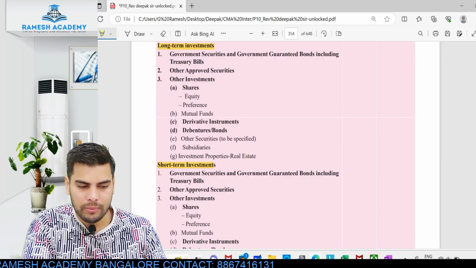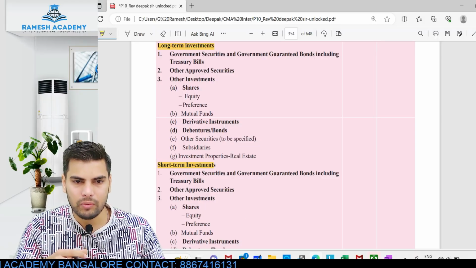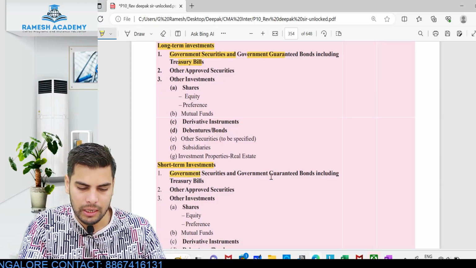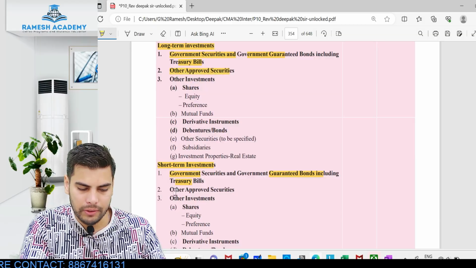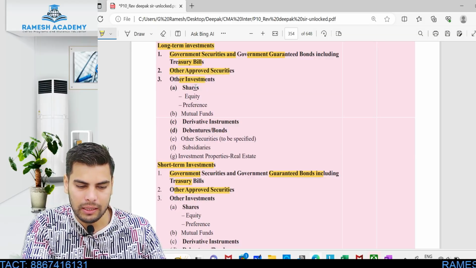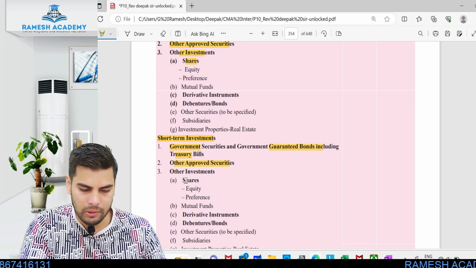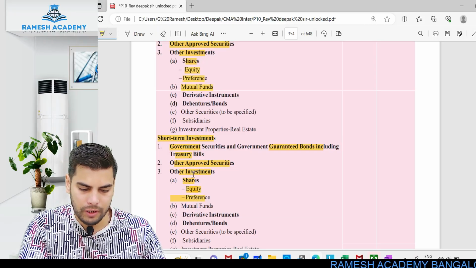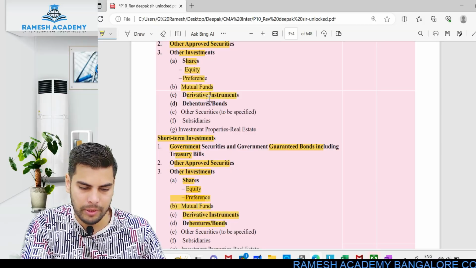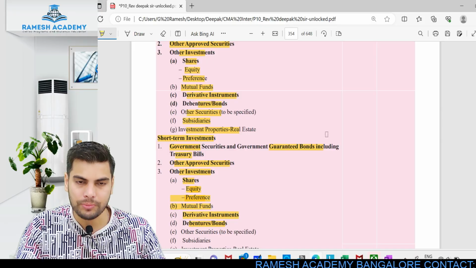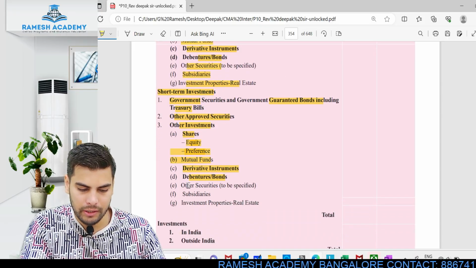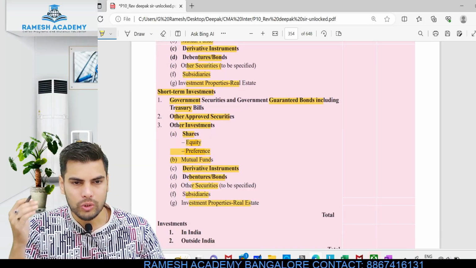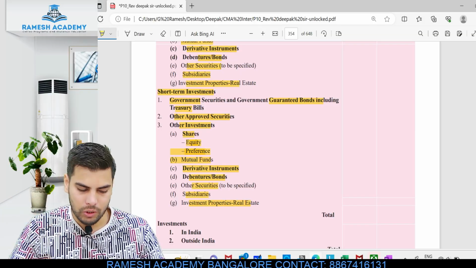All right. So when it comes to long-term investment and short-term investment, the content would be the same. Here also, if you see government securities, government guaranteed bonds, including treasury bills, here also it is the same. Other approved securities, here also other approved securities. Other investment, that is in the shares. Look at this, other investment, whether it is in the form of equity shares, preference shares, mutual fund, derivative instruments, debentures, other securities, investment in subsidiaries, investment in properties that is related to your real estate. All these things are what you'll be showing. Only thing is, you will be showing the same things under long-term investment and short-term investment.